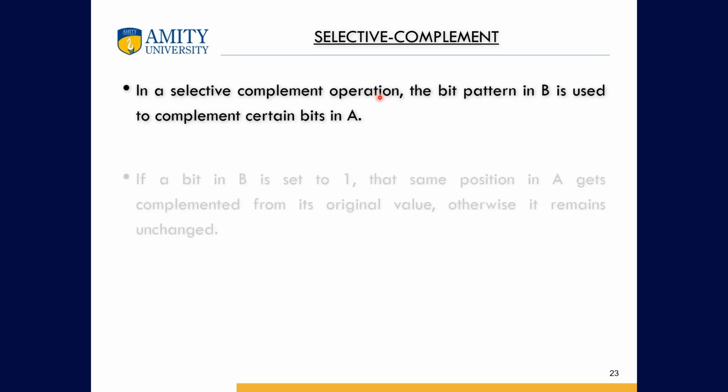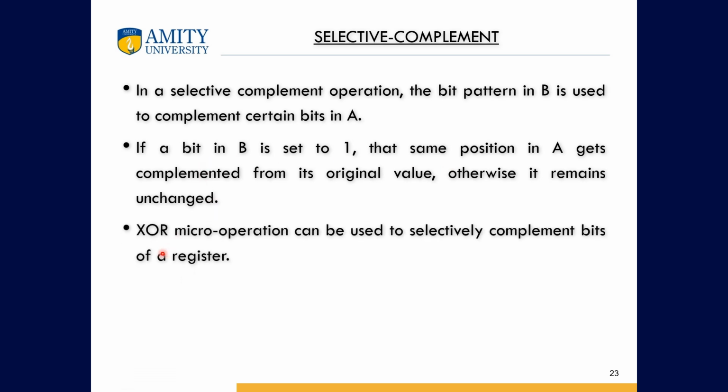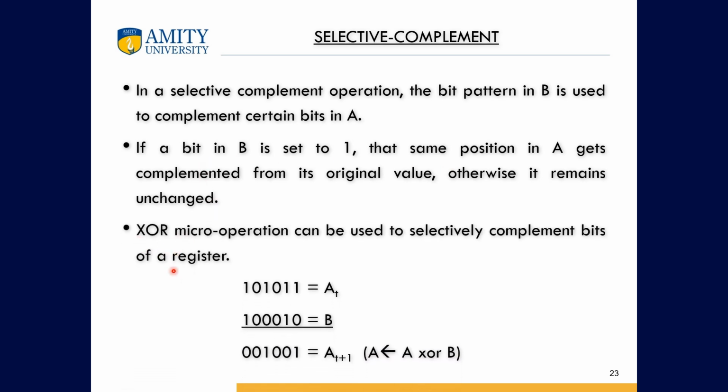In selective complement, the pattern in B is used to complement certain bits in A. So if B is set to 1, then the position in A gets complemented from its original value. Otherwise, it remains unchanged. So this uses the XOR micro operation. For example, we have an initial A, and then the first bit and the second last bit in B is set. So what this does is it complements A. Since A is 1 at this point and it is 1 at this point as well, it will become 0. The complement of 1 is 0 in terms of A. Hence, it shows the use of XOR micro operation for selectively complementing certain bits in a given register or data.